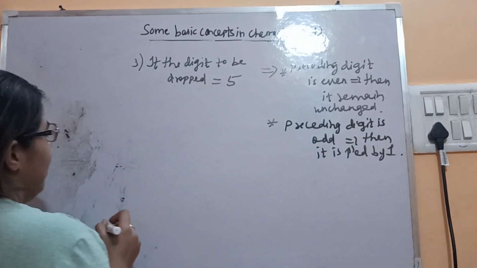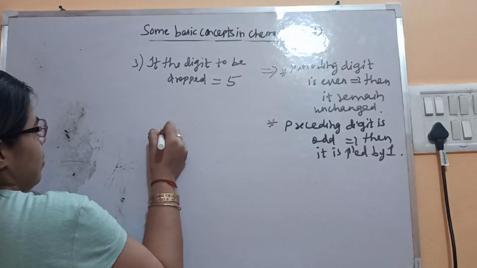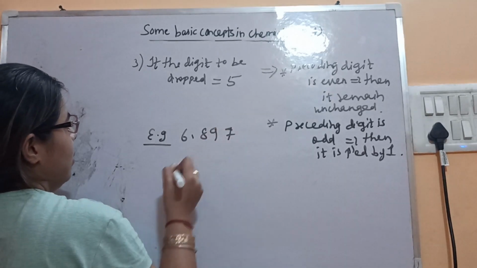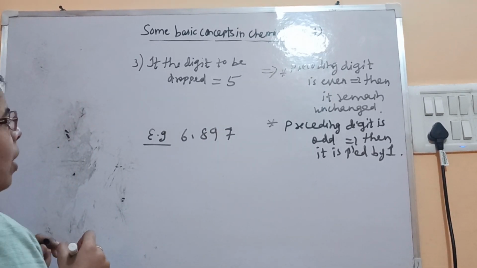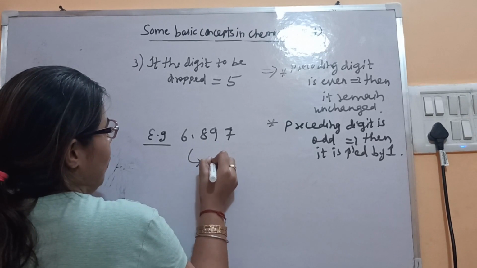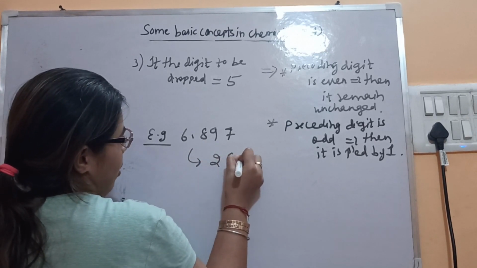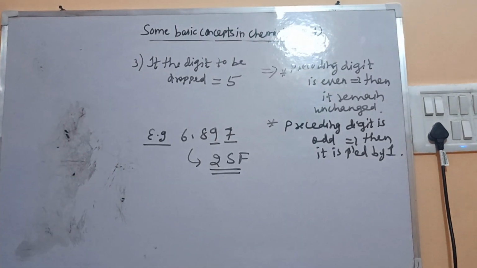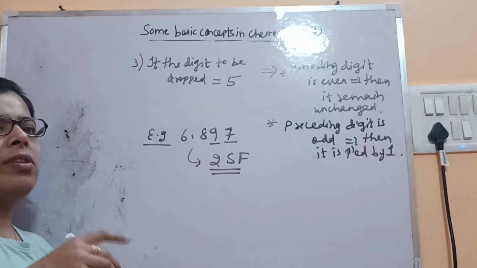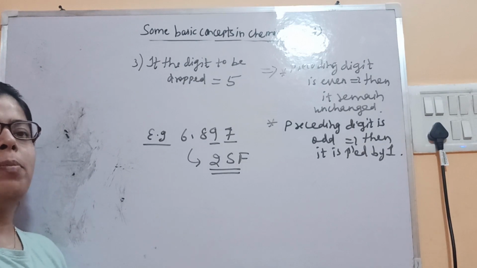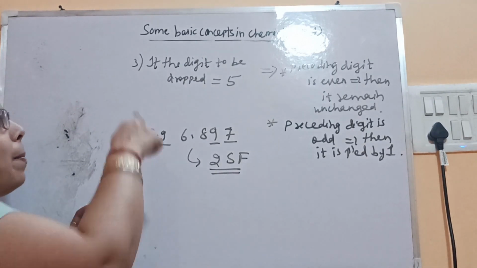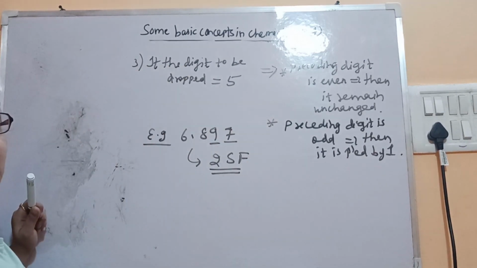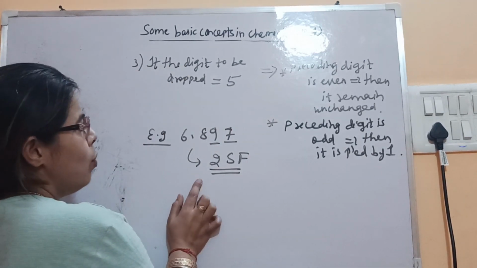For example, let's say the number is 6.897. Now we have to report the result up to 2 significant figures. It means these 2 digits have to be dropped. Suppose more than 1 digit has to be dropped, then you drop one by one by applying all the rules. Don't drop them all at once, just drop one by one.